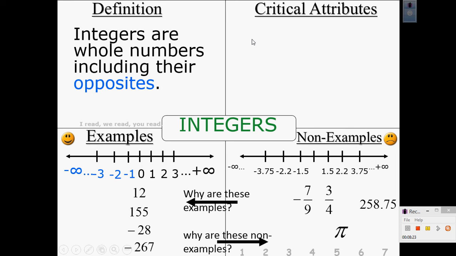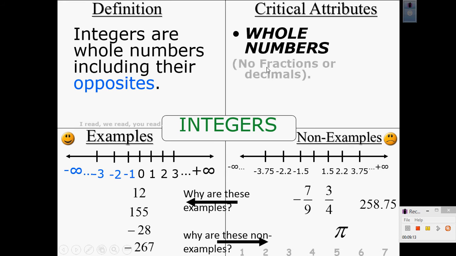Yes? Whole numbers. Write that in here. That's a critical attribute. Whole numbers. And in parentheses, what would you clarify just to let everybody know what are whole numbers? That they are what? They are not what? Exactly. No fractions or decimals. And what else is important about integers? And their opposites. So make sure it goes here. Those two pieces have to be there because that's what makes an integer. Whole numbers and opposites.